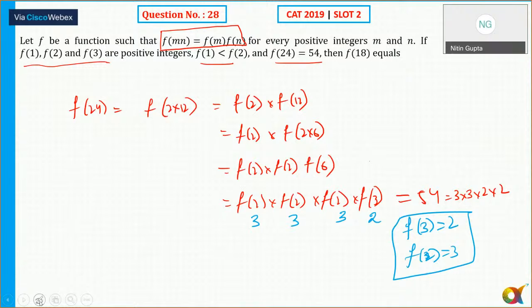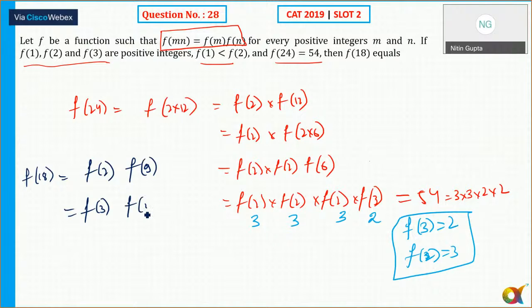Now the question is, what is the value of F18? All right, so what did I get? F2 into F9. So F2 is equal to 3. A very easy question based on functions. We have done lots of questions like this in the class.